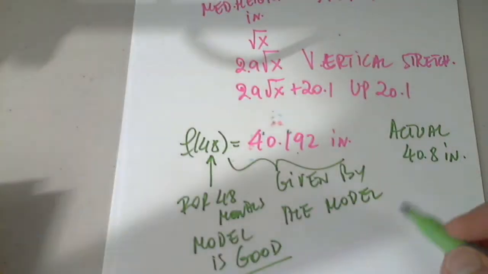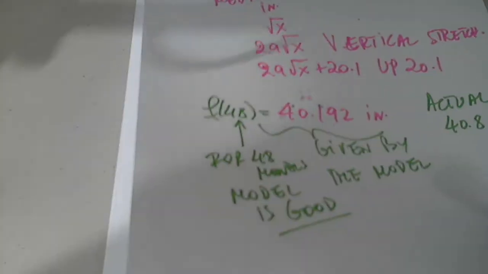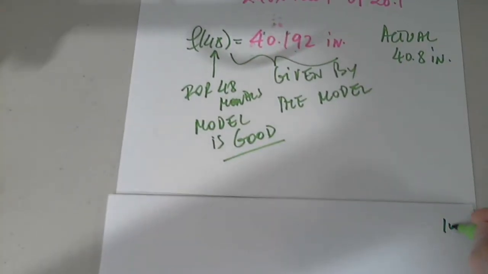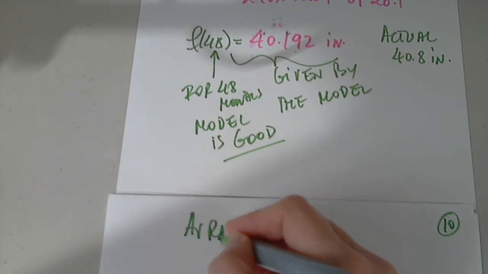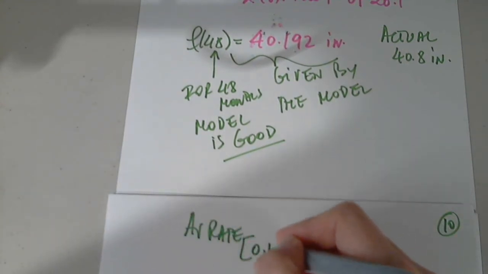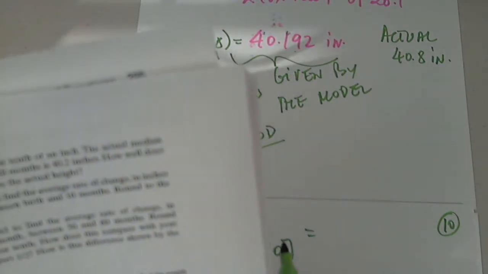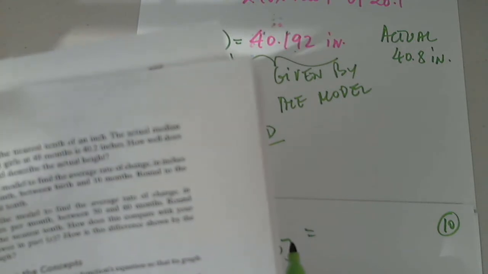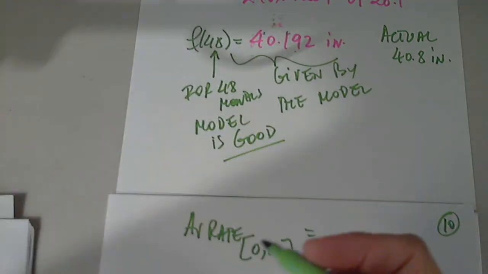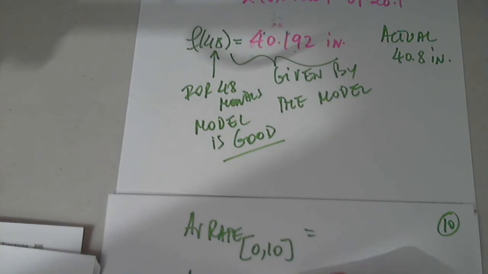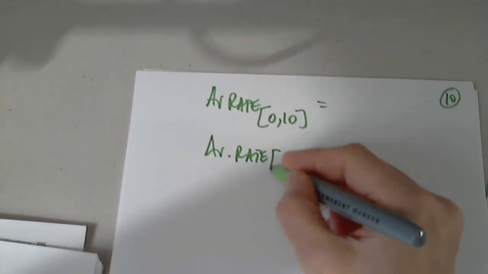Part C. Use the model to find the average rate of change in inches per month between birth and 10 months. So, next question. Average rate of change between birth and 10 months. And the last question, use the model to find the average rate of change in inches per month between 50 and 60. Fine. The average rate between 50 and 60.